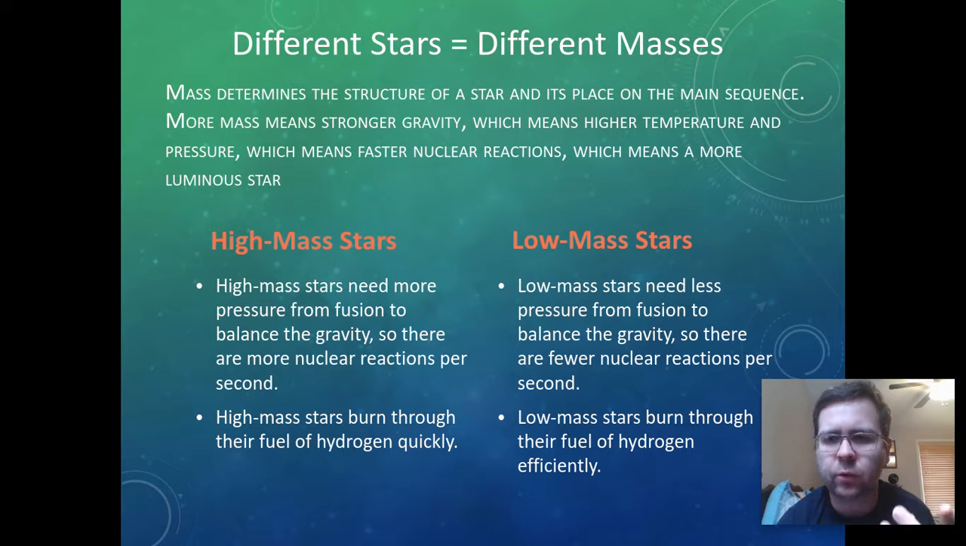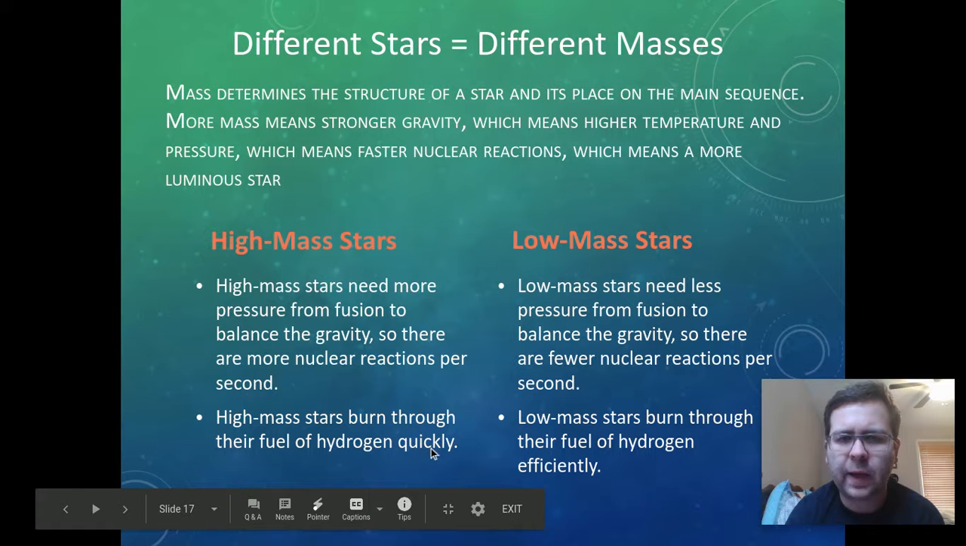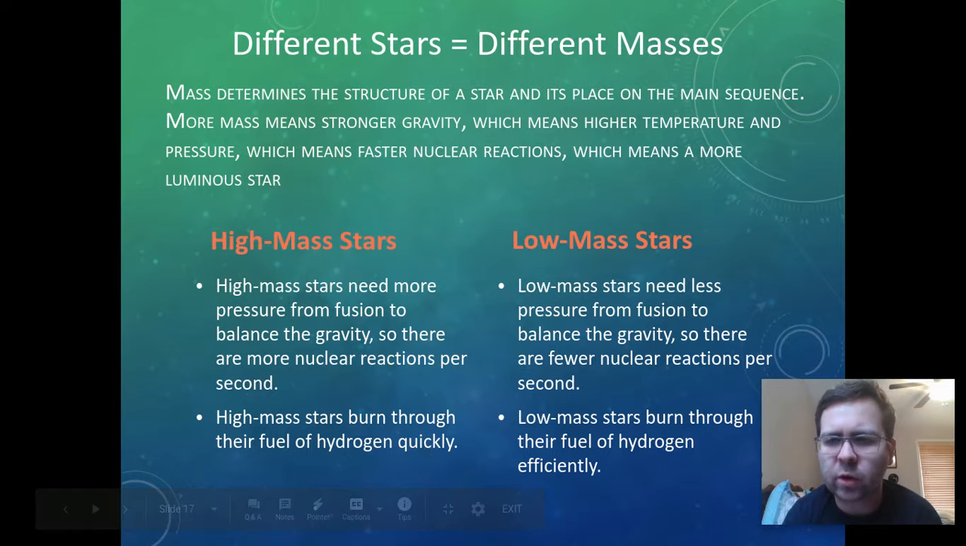And really, I guess it's four hydrogen atoms come together to make one helium atom. And so stars are burning. We say burning through hydrogen, but really they're just taking hydrogen and turning it into helium. So the high mass stars do that quickly because they have to. They have to keep going in order to keep balancing the crushing weight of the high mass star.